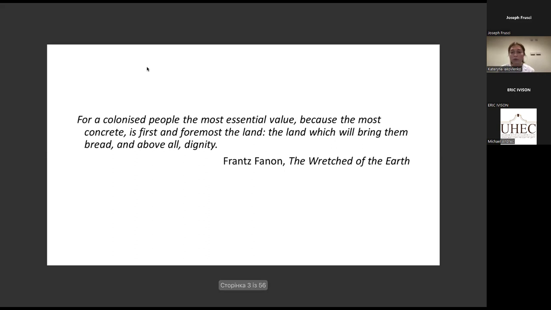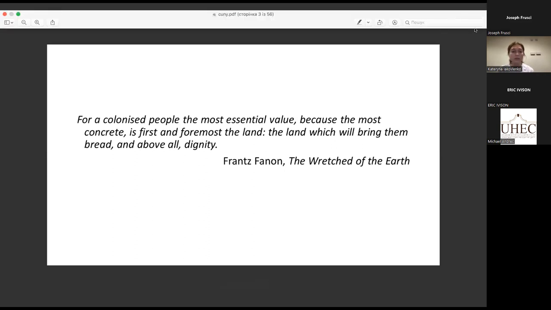And the second quote, which I am referencing, is from Frantz Fanon, a researcher who was working on decolonial and postcolonial ideas. He said that for colonized peoples, the most essential value, because the most concrete and the first and foremost, is the land, which will bring them bread and above all dignity.